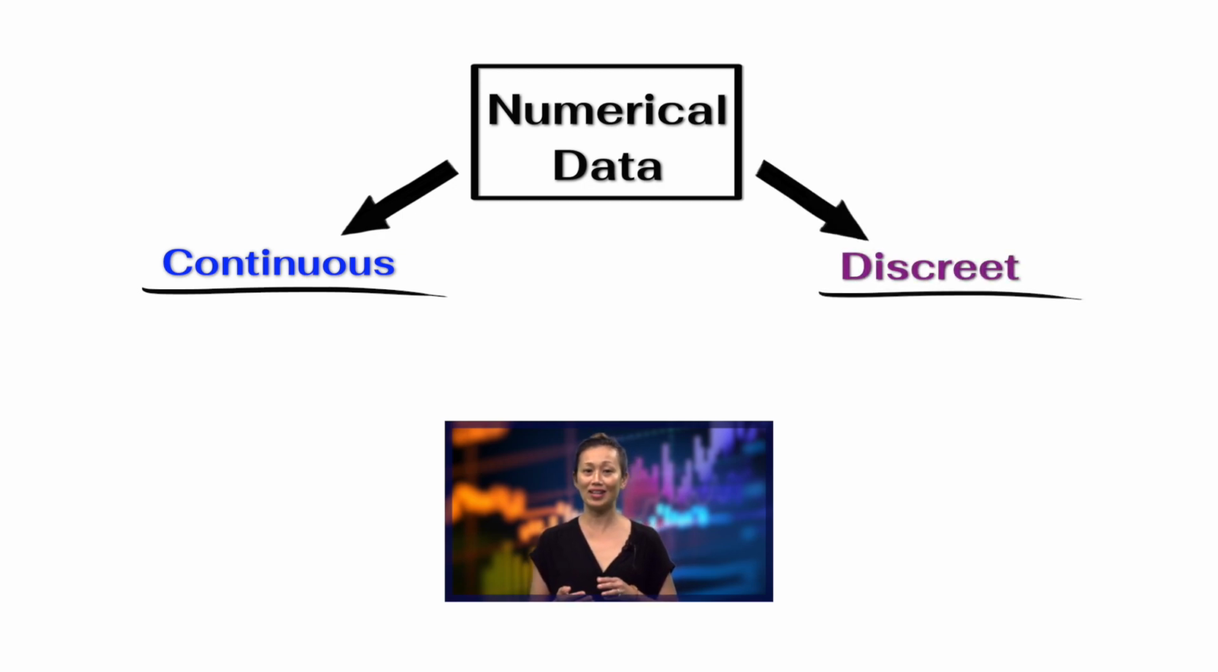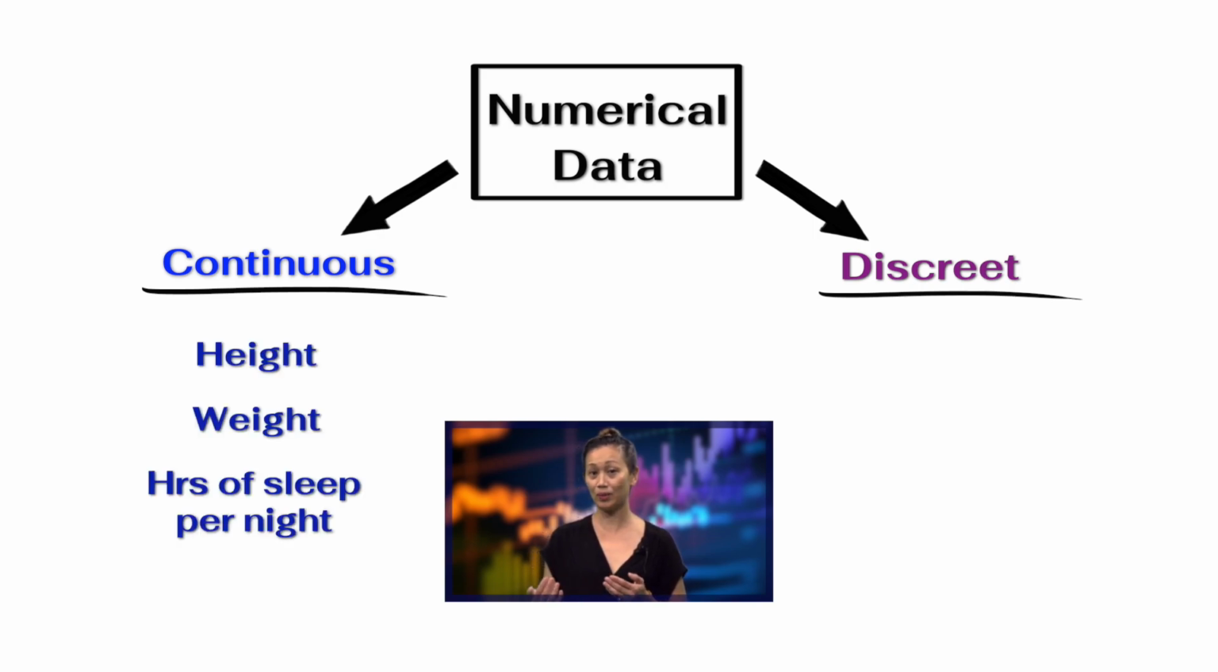Continuous numerical data includes data such as height or weight, because these values can be any number on the real number line. A student can weigh 125 pounds or 126 pounds, or any fraction or decimal in between those two values, such as 125.6 pounds or 125.89 pounds. So the same idea applies to variables such as height and hours of sleep per night.